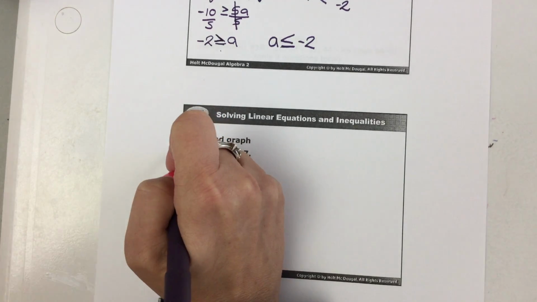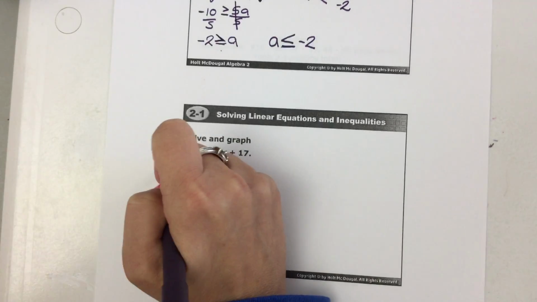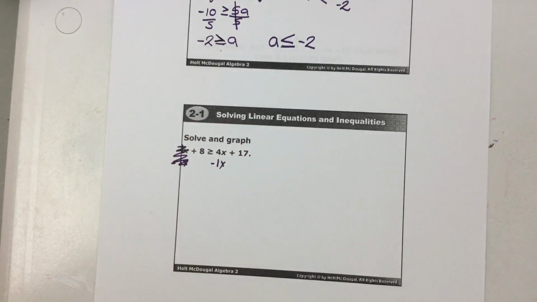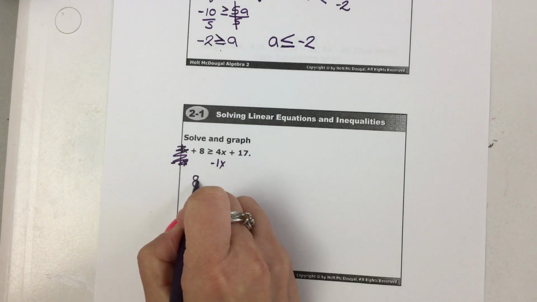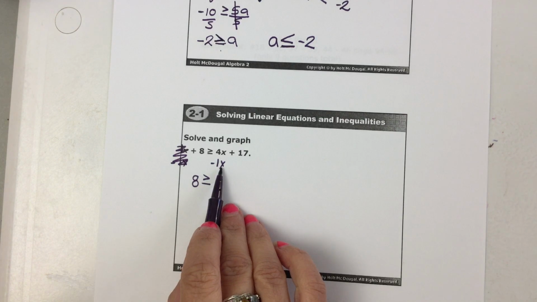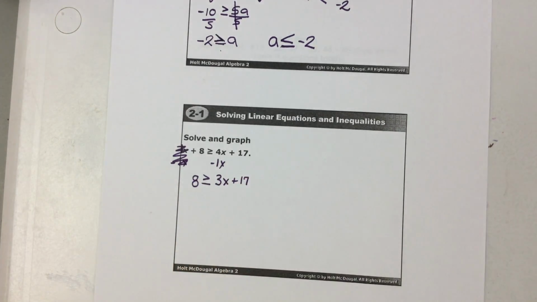This x, because it does not have a coefficient, that is an unwritten one. If I go ahead and I minus 1x to each side, this would be canceled. Positive 8 remains, greater than or equal to. I had 4x. If I minus 1x, I'm down to 3x plus 17.